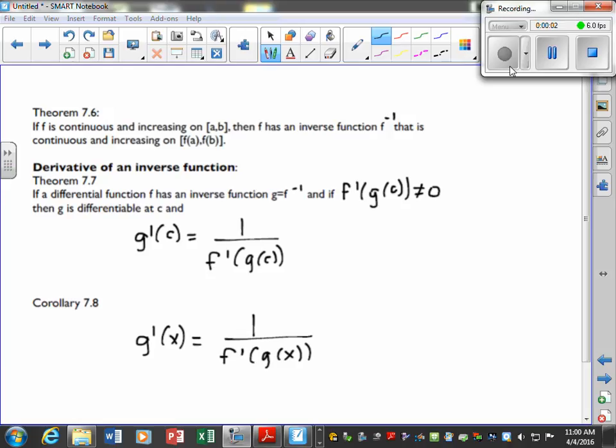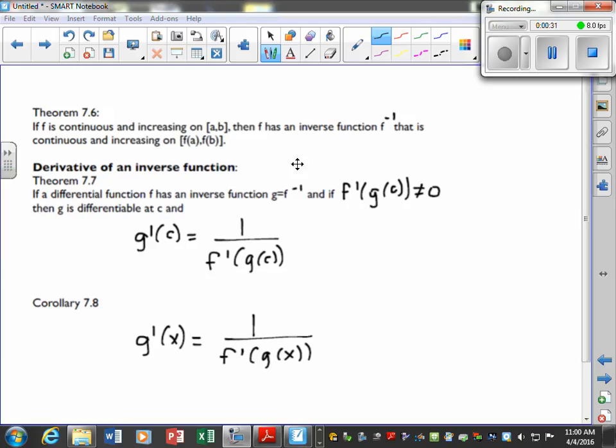Okay, so the next theorem we look at is: if f is continuous and increasing on [a, b], then f has an inverse function, denoted f inverse, make sure you have that on your paper, that is continuous and increasing on that same interval, [f(a), f(b)]. Now, we can also prove similar results for decreasing. So where this is increasing, the same thing holds in the case for decreasing as well.